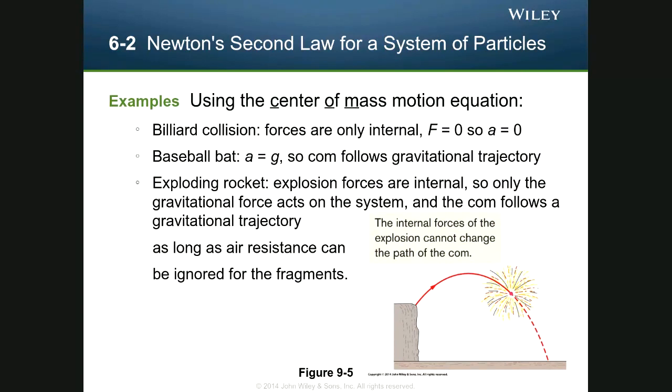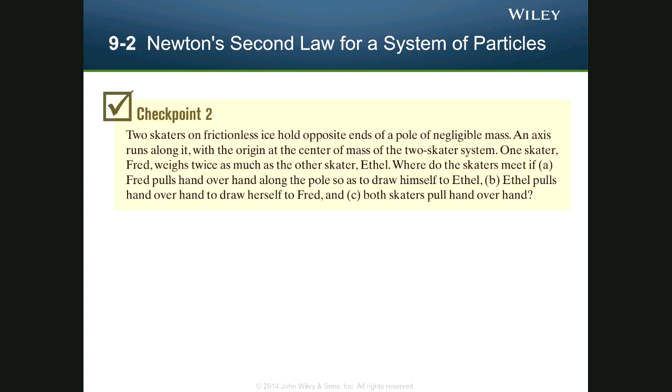So going forward, now this is an interesting, extremely counterintuitive checkpoint. Two skaters on frictionless ice hold opposite ends of a pole of negligible mass. An axis runs along it with the origin at the center of mass of the two-skater system. One skater, Fred, weighs twice as much as the other skater, Ethel.